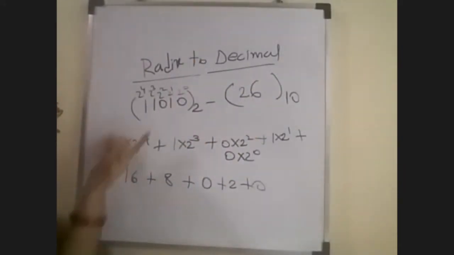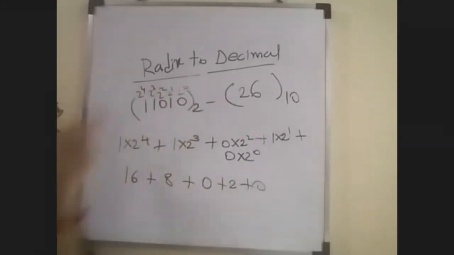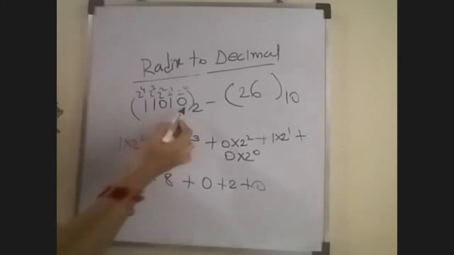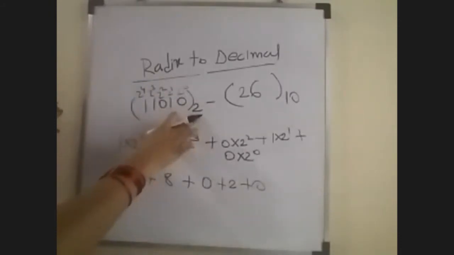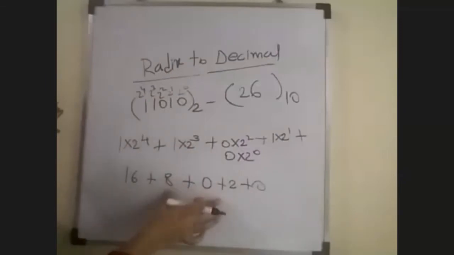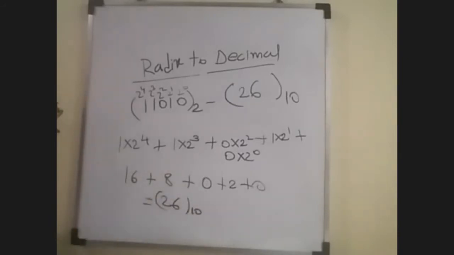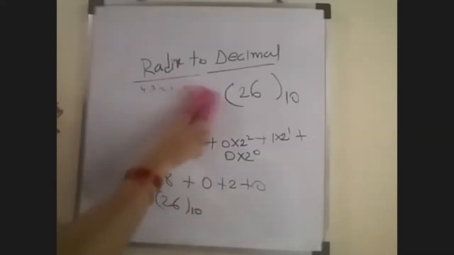So in this way, we can convert any radix to decimal. Any radix to decimal is nothing but expanding the number with the power series of the radix and adding all these terms, then you will get the final result. Is it clear now how to convert any radix to decimal? One more example we will discuss now.